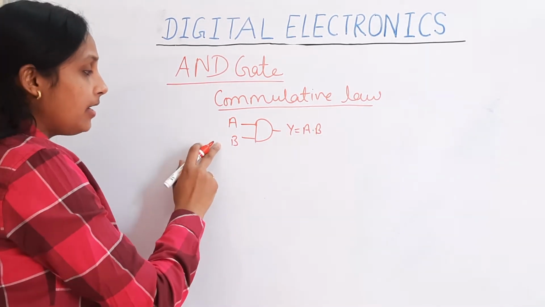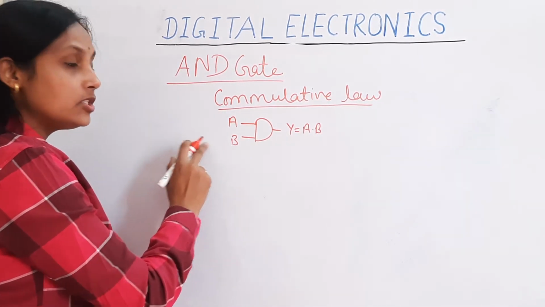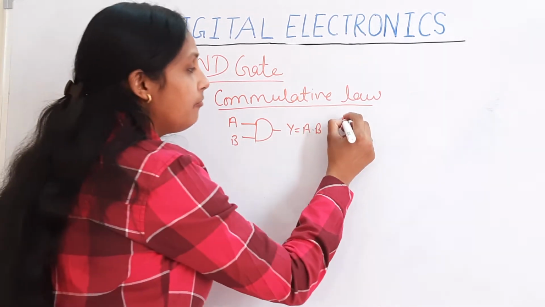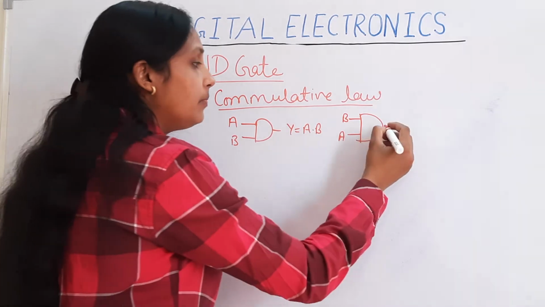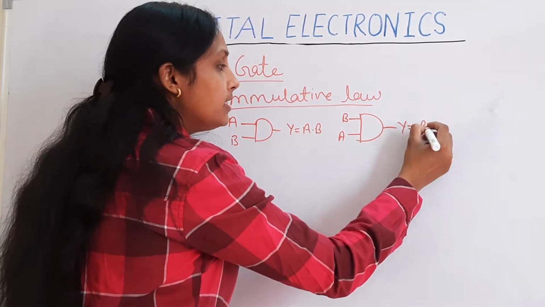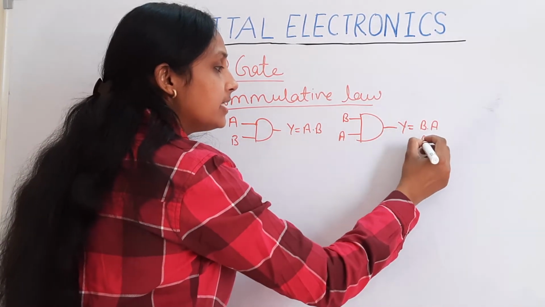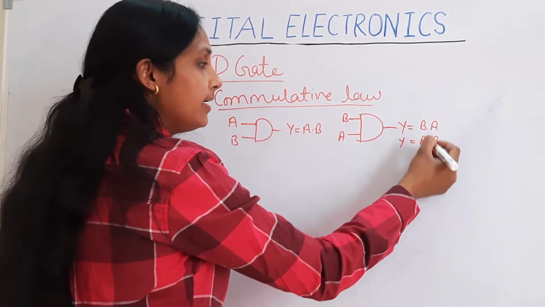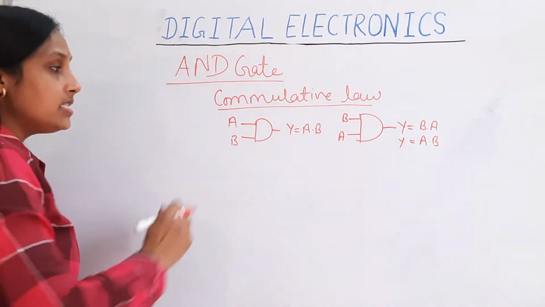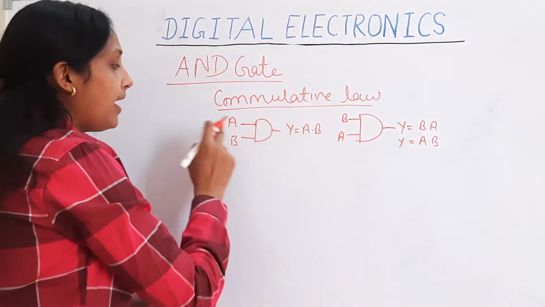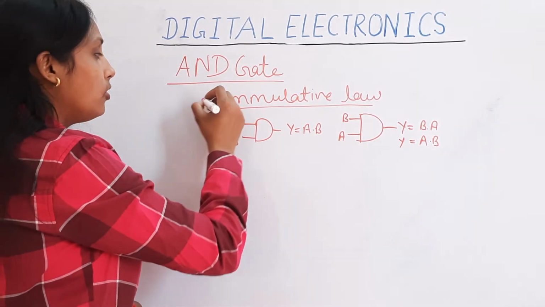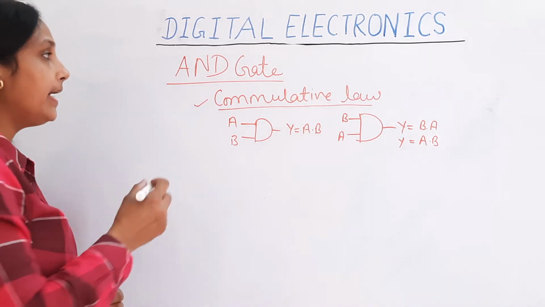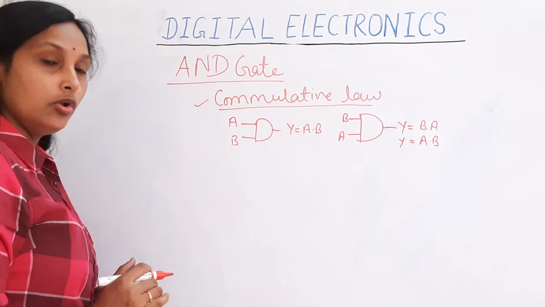Now if we change the sequence of the inputs, like B at the first pin and A at the second pin, then the output is B dot A, or we can say A dot B. It is the same, meaning the output doesn't change when you change the input sequence. That means the AND gate follows the commutative law.